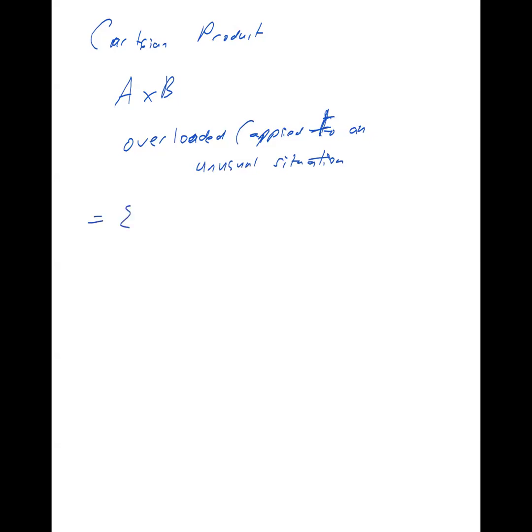So A cross B is just defined as an ordered pair, I'll just say X and Y, where X could be any element of A and Y could be any element of B. So what's the Cartesian product of the prime numbers 2, 3, 5, and 7 with the letters, let's just say, X, Y, and Z? What's the cross product of 2, 3, 5, 7 with X, Y, and Z?